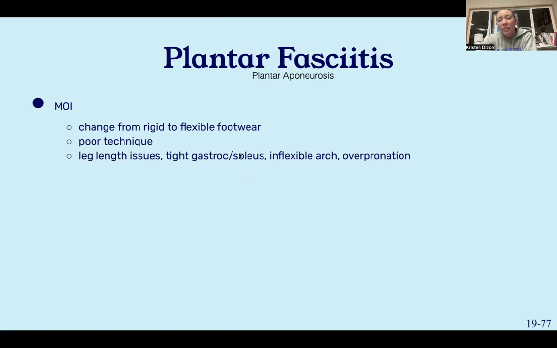If my gastrocnemius and soleus are too tight, that's going to make my plantar fascia too tight. So we remember that all of that's connected. My arch may be inflexible, so it's too tight. So it's constantly making my plantar fascia taut. Or if I'm overpronated, because again, that's stretching that plantar fascia. And it could be related to a bone spur, but sometimes that's just an incidental finding.